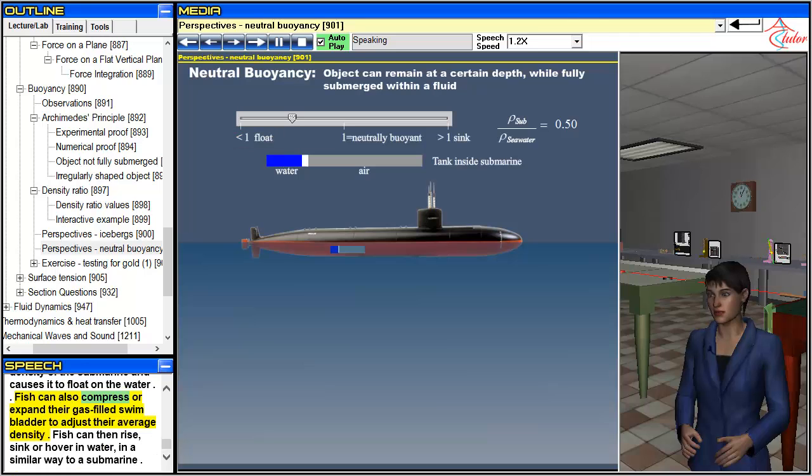Fish can also compress or expand their gas-filled swim bladder to adjust their average density. Fish can then rise, sink or hover in water, in a similar way to a submarine.